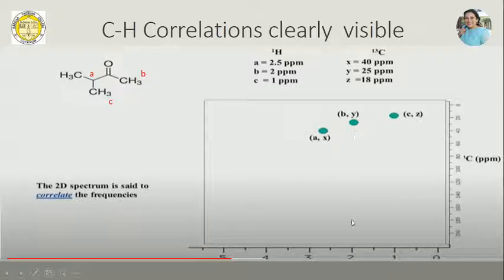Let us look at the second dot. The second dot is at 2 ppm. So I start from 2 ppm, draw a vertical line, reach the dot, and from the dot travel horizontally. When I travel horizontally, I reach 25 ppm, and thus this shows that B protons are attached to Y carbon atom. Similarly, here I can see that A protons are attached to the X carbon atom. Thus, this kind of correlation is available in a 2D NMR, and it clearly specifies which carbon is attached to which hydrogen.